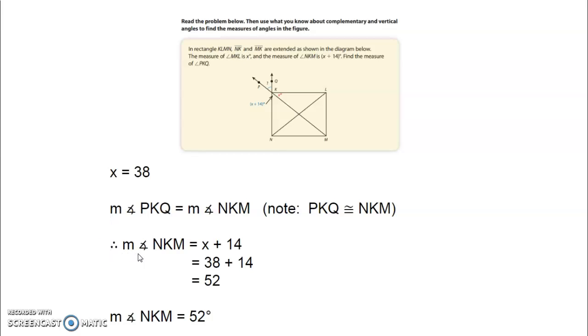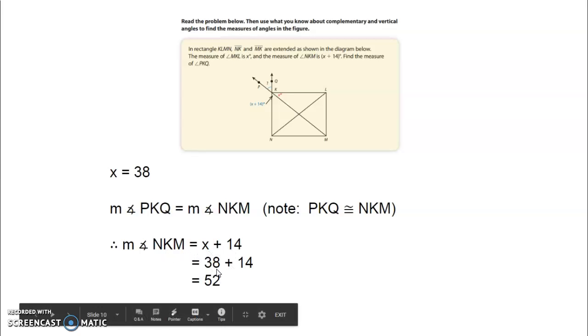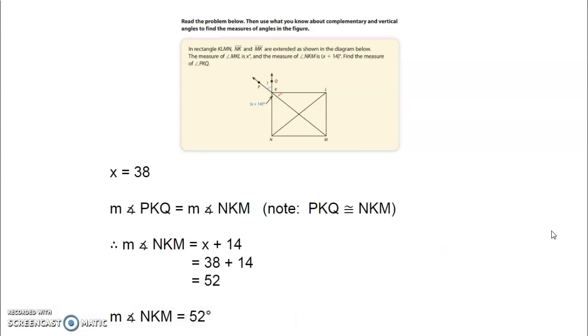Therefore, the measure of angle NKM is equal to x plus 14, which is equal to 38 plus 14, which is equal to 52. Note I wrote that a little bit differently on this slide. I'm just trying to get you used to different ways of writing your math problems out. So that's just another way to do it. So the measure of angle NKM then is 52 degrees.